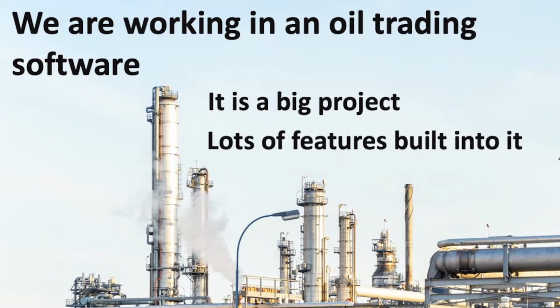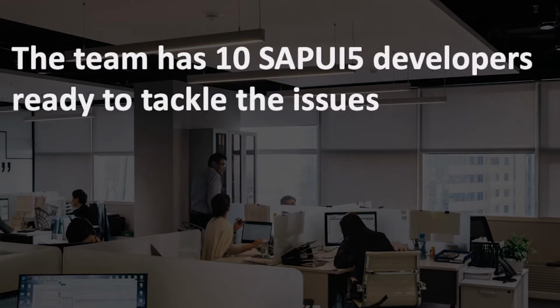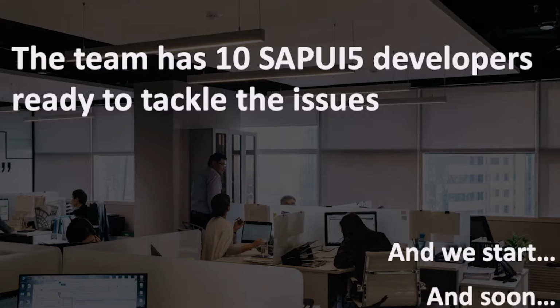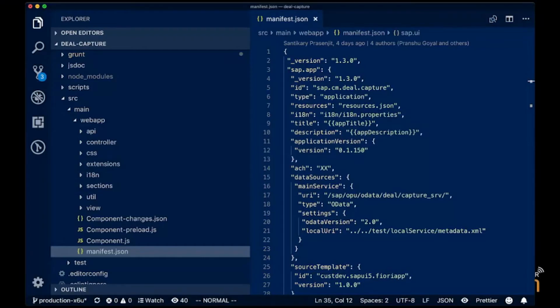Then we get everything together, and then we mix. We have a team of 10 SAP UI5 developers ready to tackle the issues, ready to start working. Then we get everyone together. We start pumping up backlog items. We start pumping up user stories. We start making stuff work. And then we start working, and then soon a strange thing happened, something that I'm sure lots of you guys have already seen.